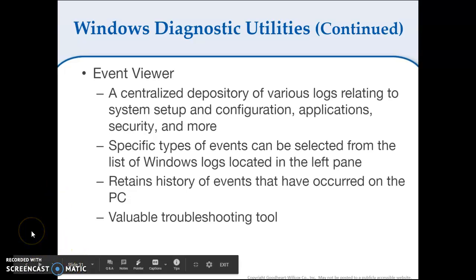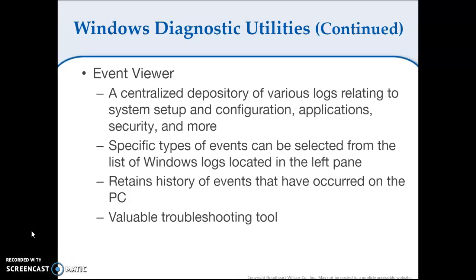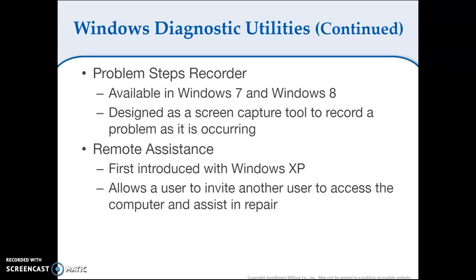All right, so the Event Viewer, a centralized depository of various logs relating to system setup and configuration, application security, and even more. Specific types of events can be selected from the list of Windows logs located in that left pane. It does retain the history of the events that have occurred on a particular PC. It is a very valuable troubleshooting tool. It allows you to see what is running on your PC and what is running in the background to possibly diagnose where the issue is.